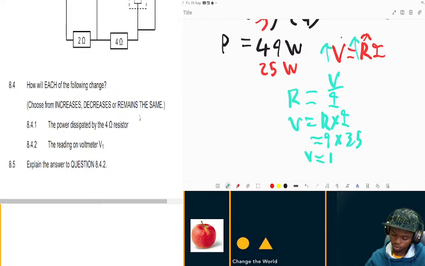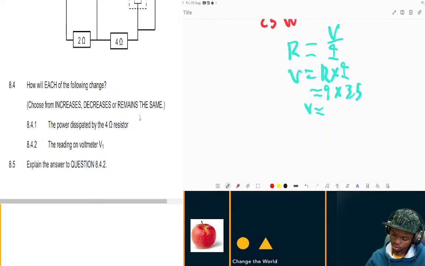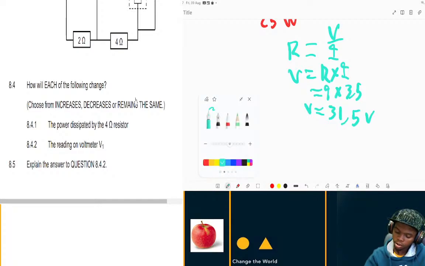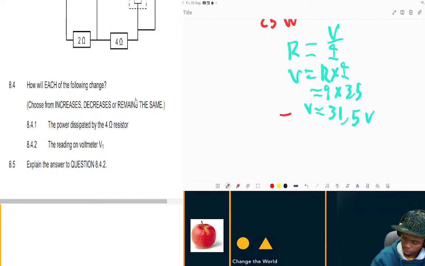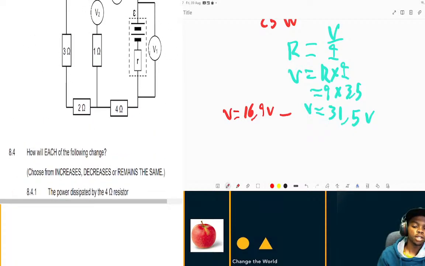Just as we predicted, 31,5 volts. So you can see compared to our former voltage, which was 16.9 volts, this is a huge increase. So you can already see what happens when resistance increases. That means what will happen to the reading on voltmeter 1? It will definitely increase.